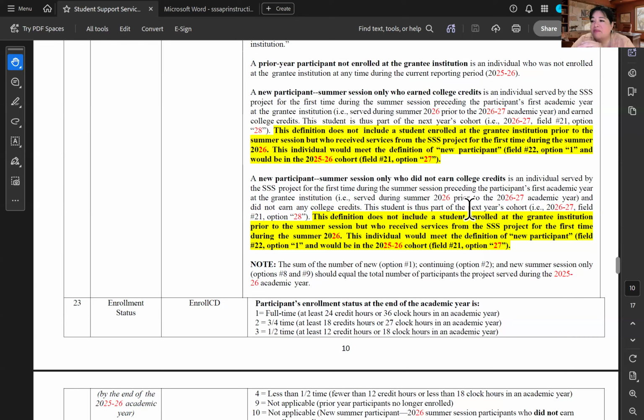Hi, I'm a brand new grantee. Our institution's academic year 26-27 will start August 24th. My question: are participants who join our program August 25th added to year one or year two?